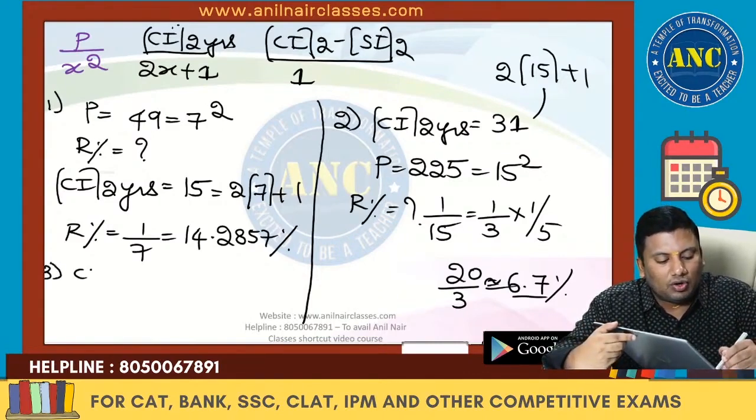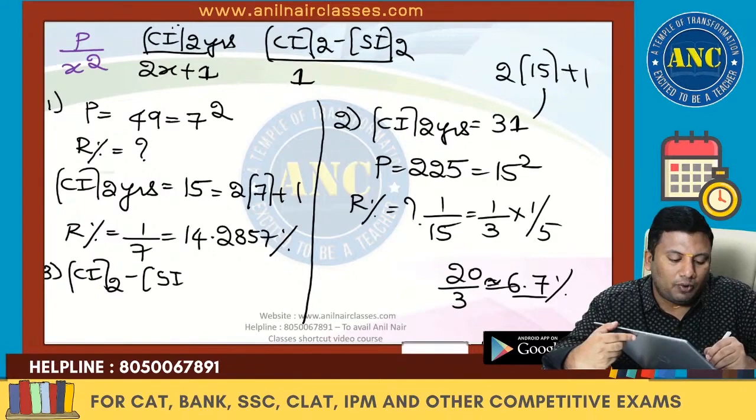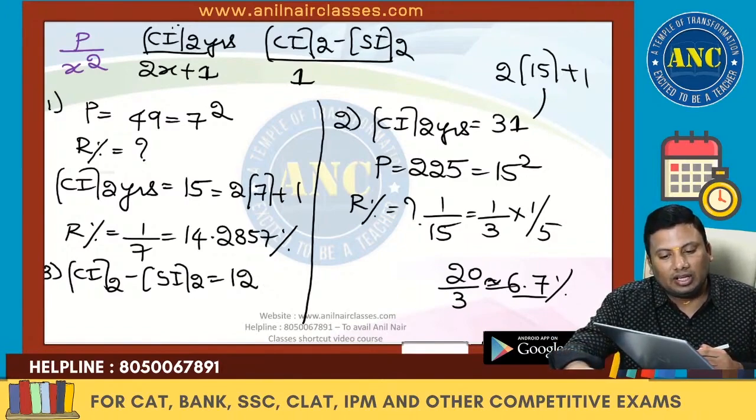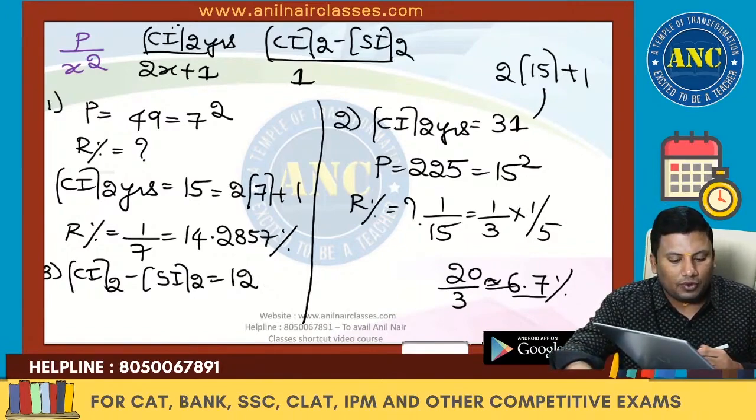Third question. You can solve like that. Any number of questions, sir. Compound interest minus simple interest for 2 years. It is nothing but 12.